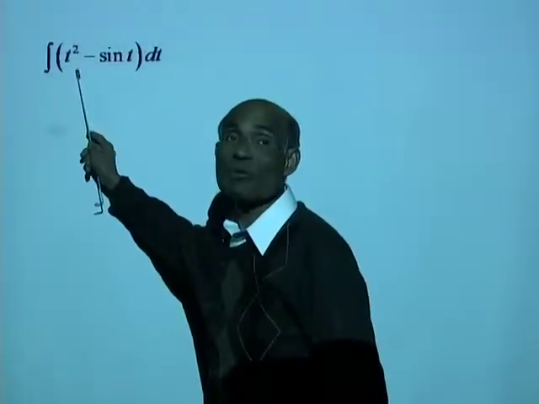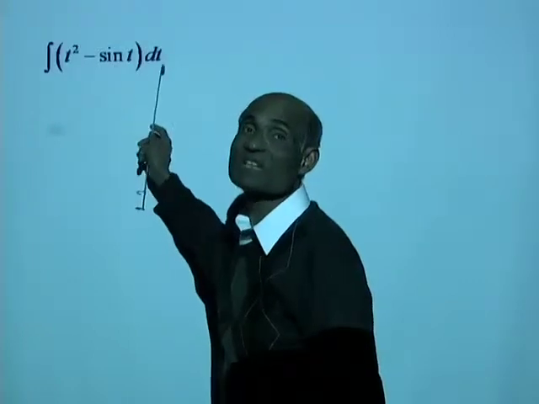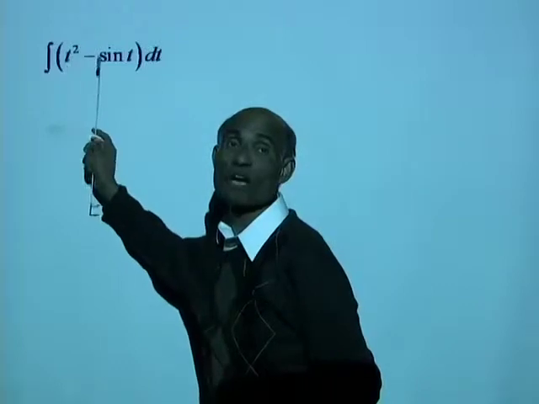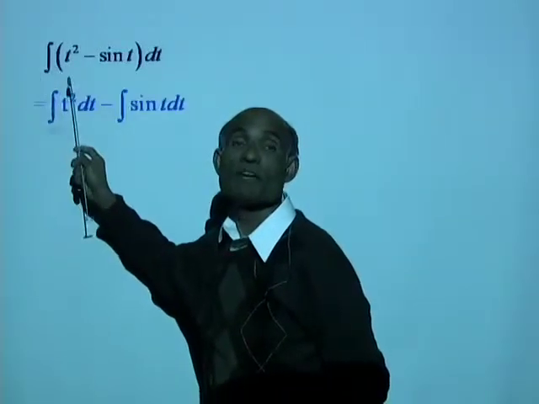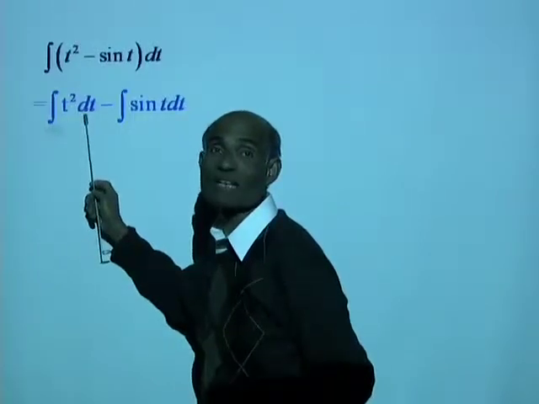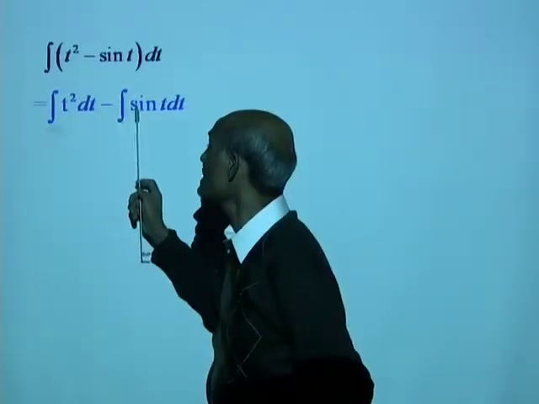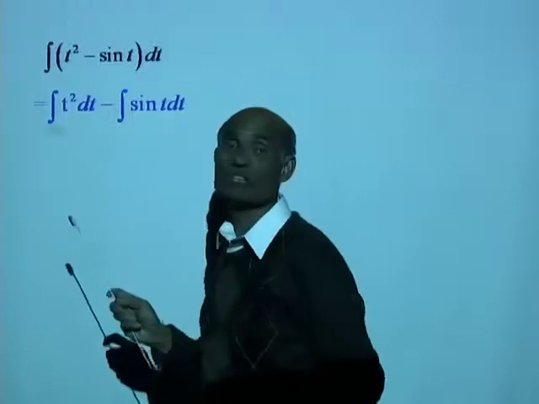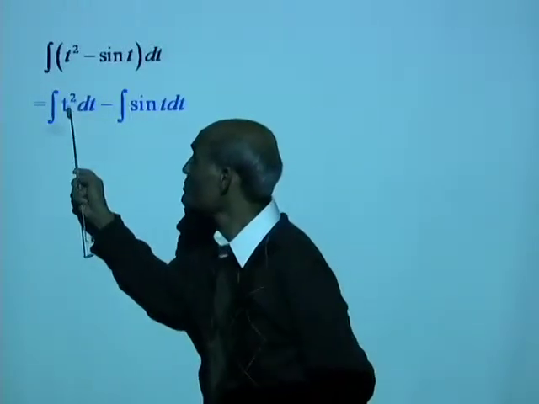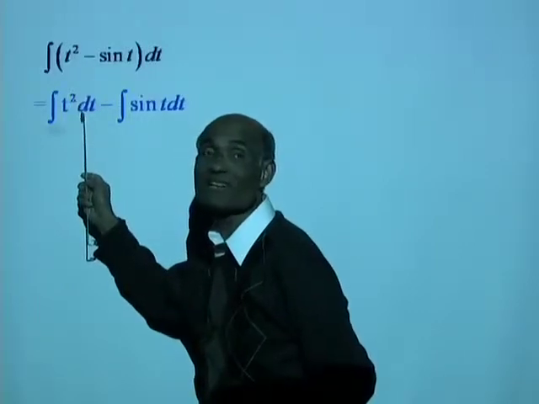Integrate t squared minus sine t dt. All right, we have two terms. We integrate them separately. So that will be integral t squared dt minus integral sine t dt. And you know how to integrate both these terms.